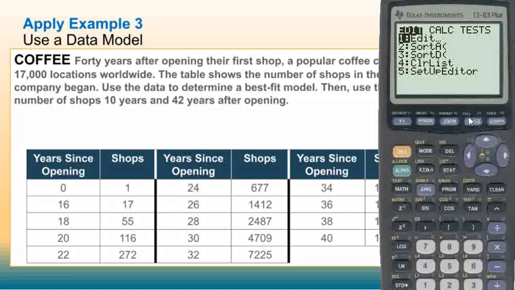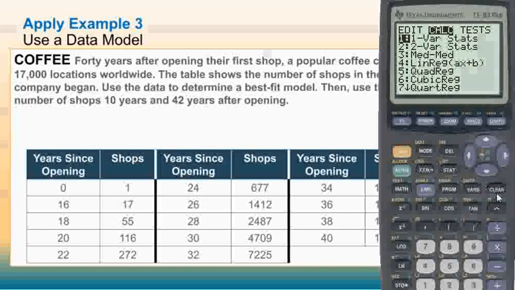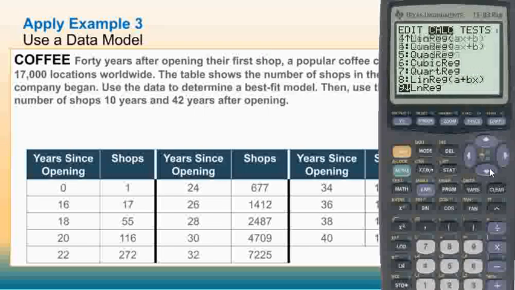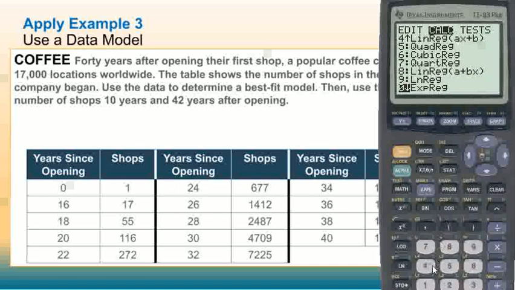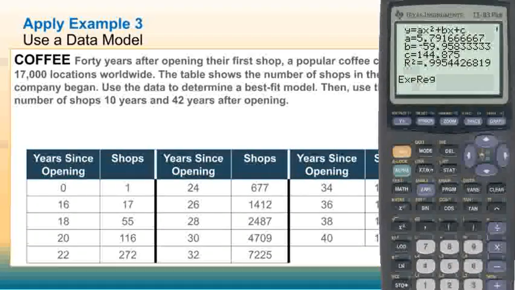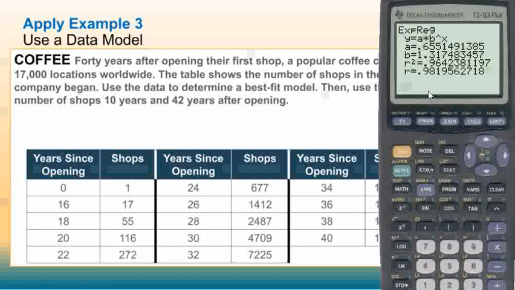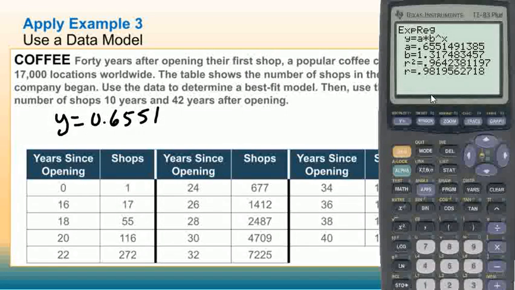So calc, exponential, which would be 0, enter. Okay, so the exponential here, our equation would be y equals 0.6551 times 1.3175 raised to the x power.